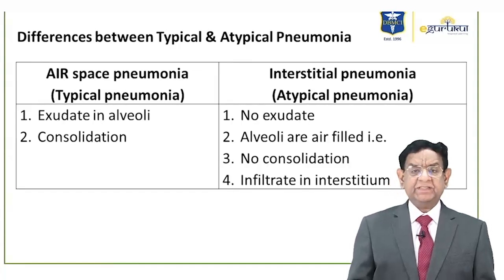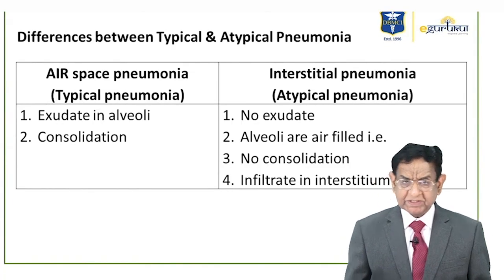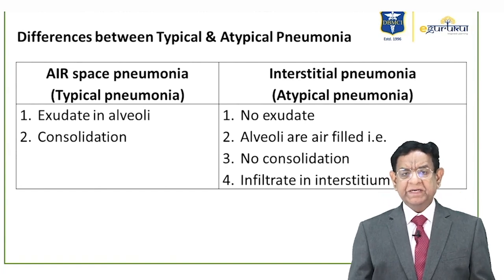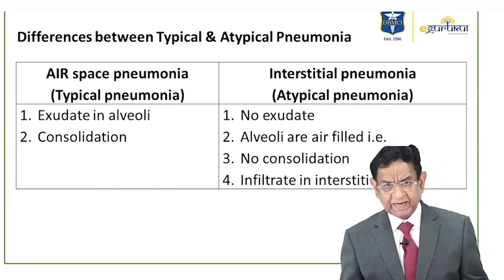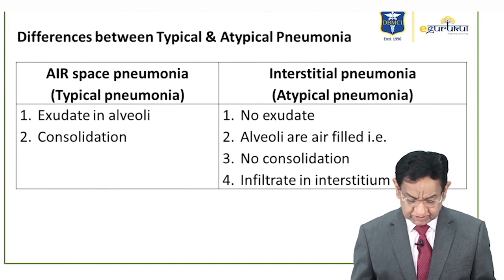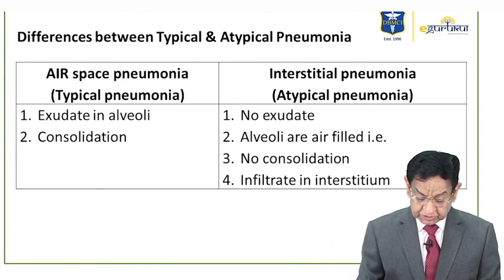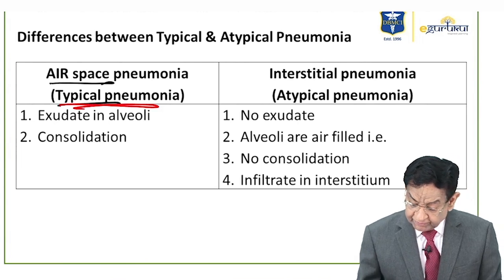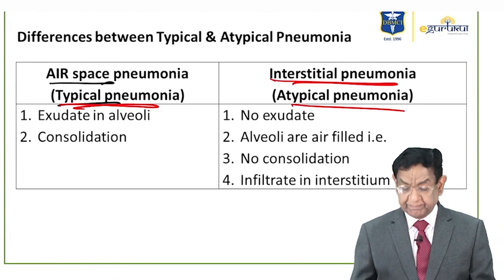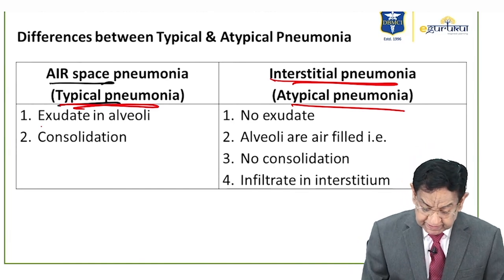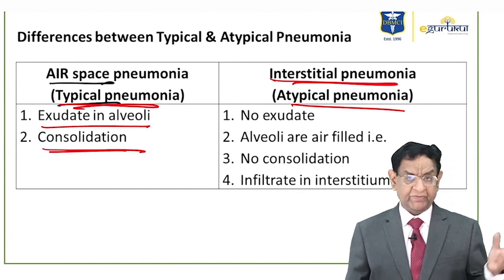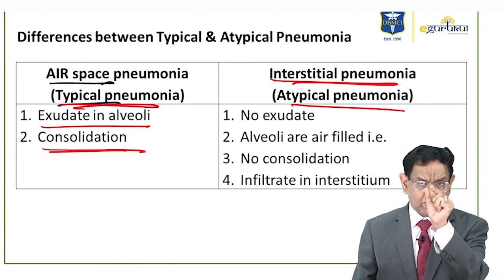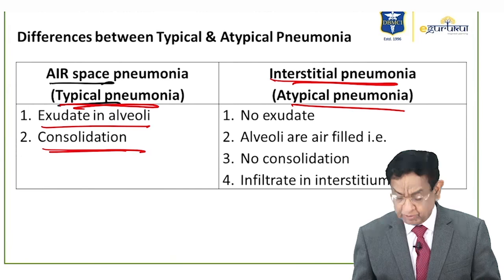Now we discuss typical pneumonia and atypical pneumonia. We know the basic pathology: in typical pneumonia, the alveoli are involved, and in atypical, the interstitium is involved. So let me give you a beautiful summary. Airspace pneumonia, so-called typical pneumonia, and interstitial pneumonia, so-called atypical pneumonia. Exudate in the alveoli and consolidation. Of course, typically we talk about lobar pneumonia, and small consolidation will occur in bronchopneumonia.